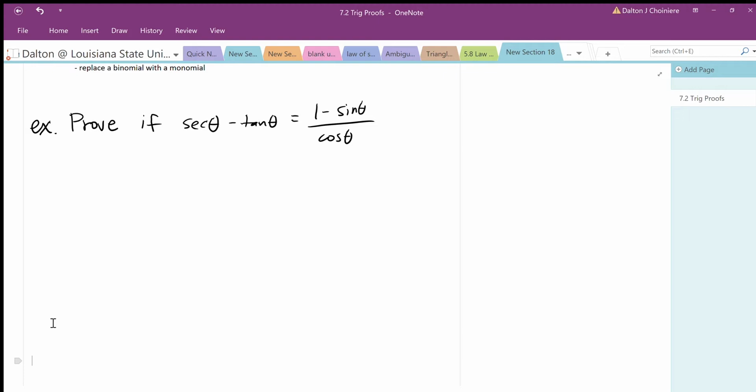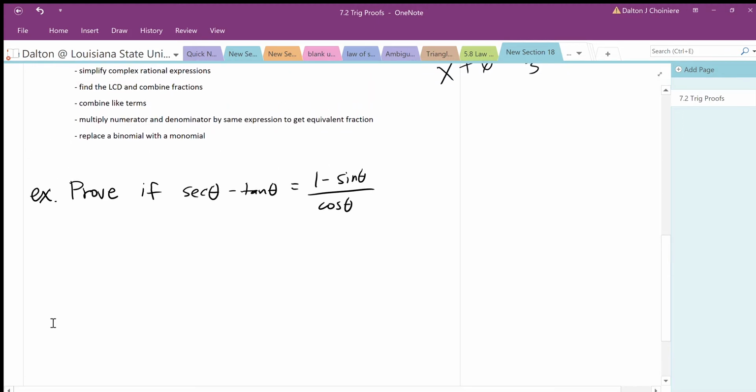This one, though, I'm always going to ask, which side appears to be more complicated to you? Anytime that there's fractions, that's typically the more complicated side. So what I want to do is leave the left side alone for now. So I'm going to leave the left side as secant theta minus tangent theta. If the vocabulary of the question says prove if these are equal, then I'm going to put a small question mark above my equal sign because I don't know if they are equal. I'm trying to prove that they are. So I'm going to carry that question mark down my proof.